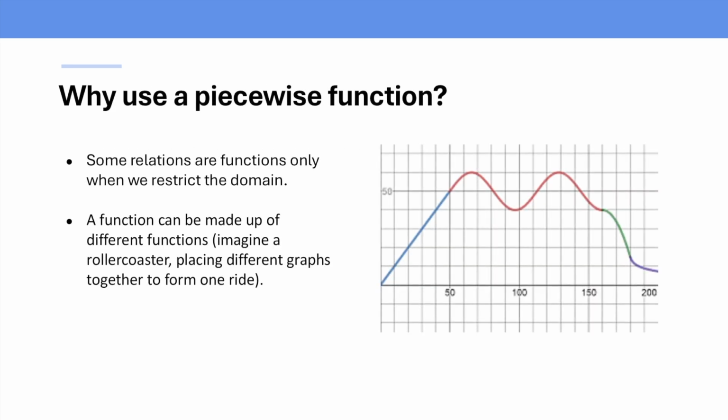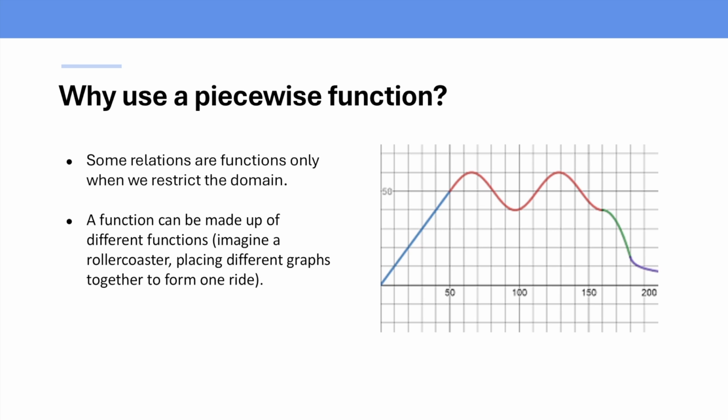Now, the reason we use piecewise functions is, first, that some relations are functions only when we restrict the domain, and also because we can have functions that are actually made up of a bunch of different functions. Notice that the image on the right looks almost like a connected roller coaster ride, and each color represents a different type of graph.